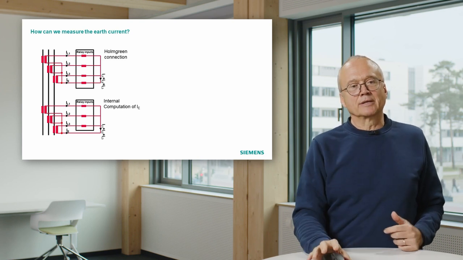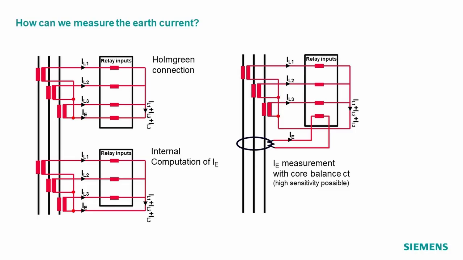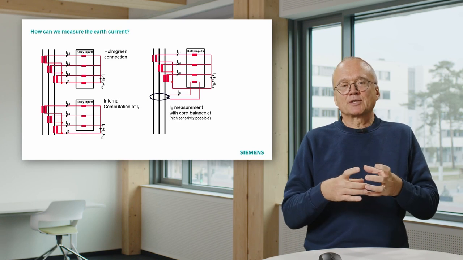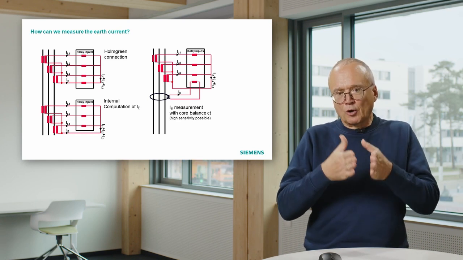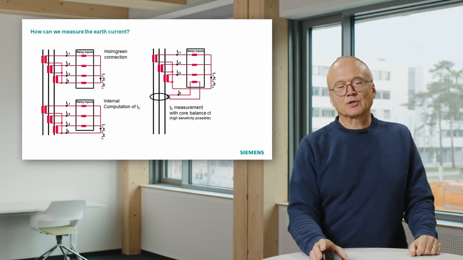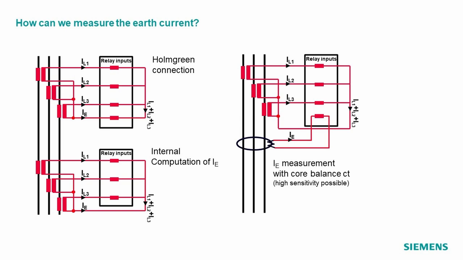If you want to be more sensitive, there is a possibility, and that is indicated here in this diagram. Then we use a separate CT that is called core balance CT, and that is a CT which physically measures the current of the three phases. That means all three conductors go through the core of this current transformer. And with this installation, you can get much more sensitive measurements. And for that reason, there are also sensitive measurement inputs available in the relay.